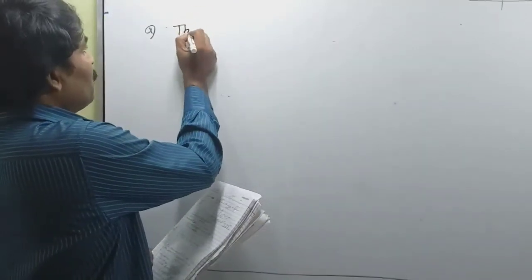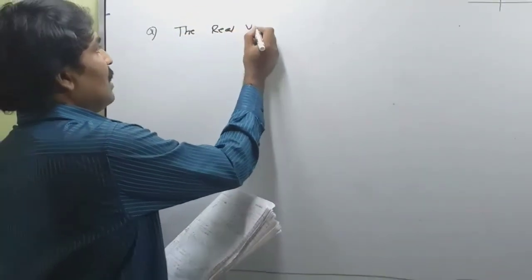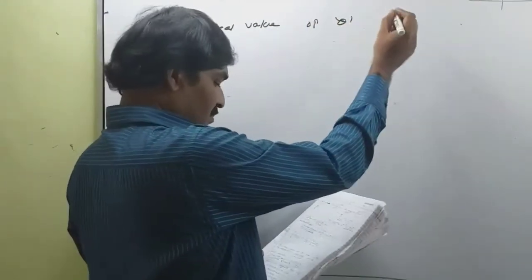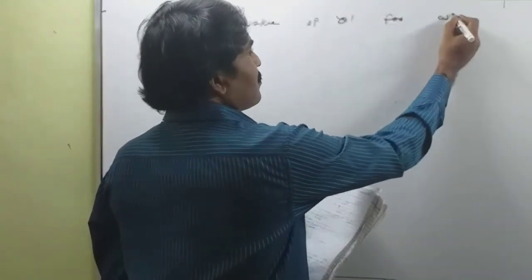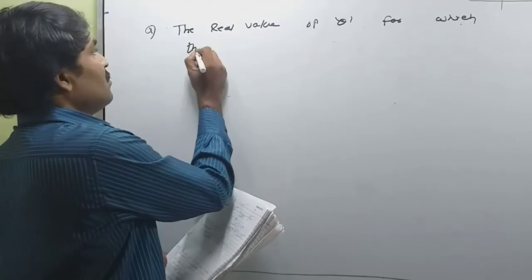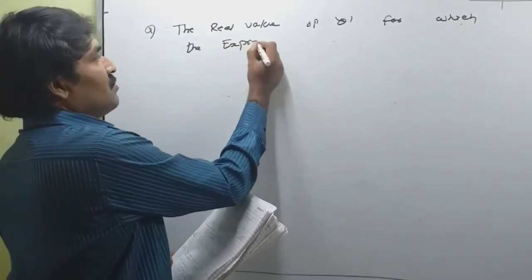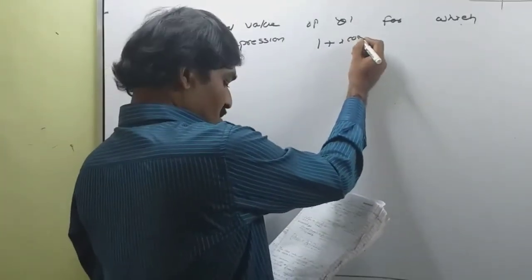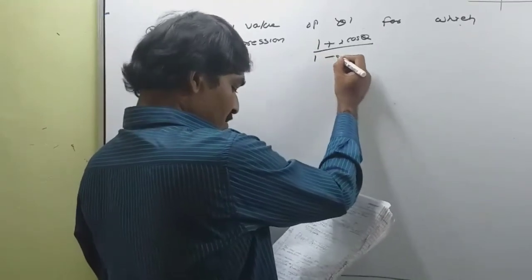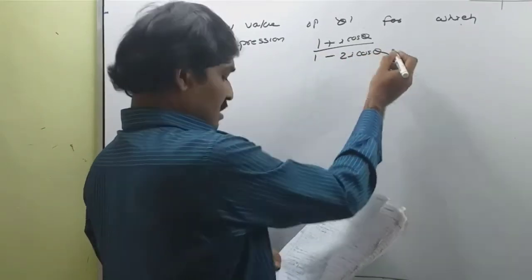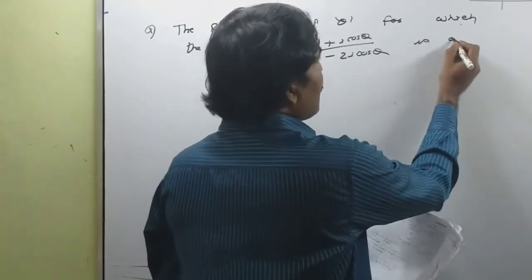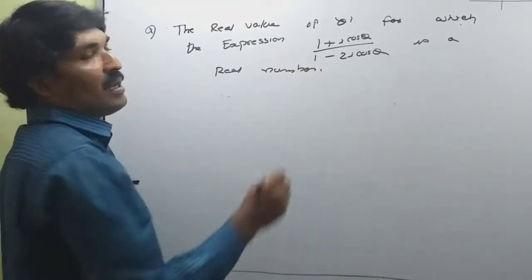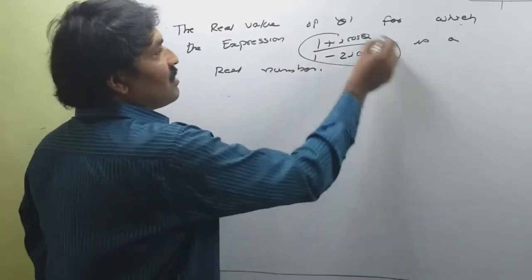The real value of theta for which the expression 1 plus i cos theta divided by 1 minus 2i cos theta is a real number. Okay, we want to find the value of theta for this. This is a real number.